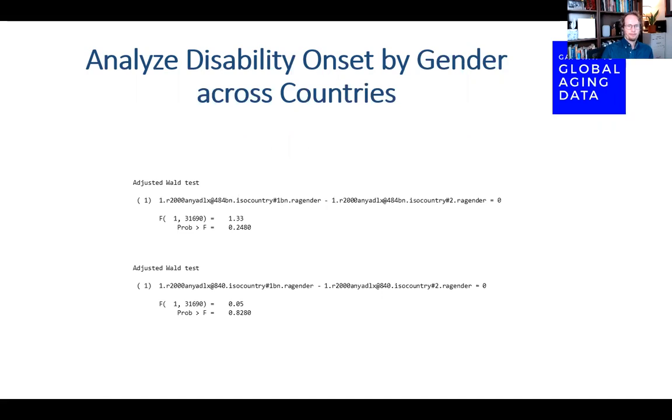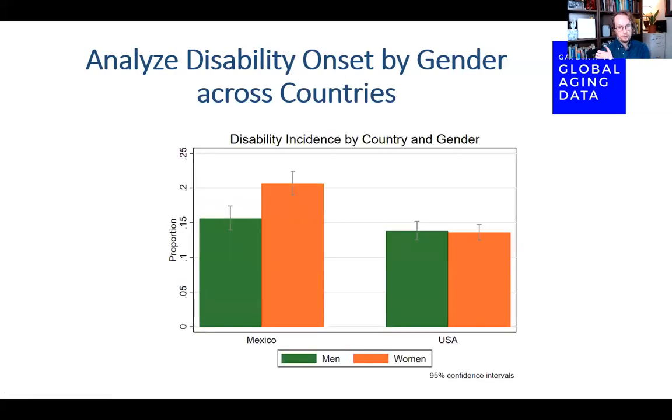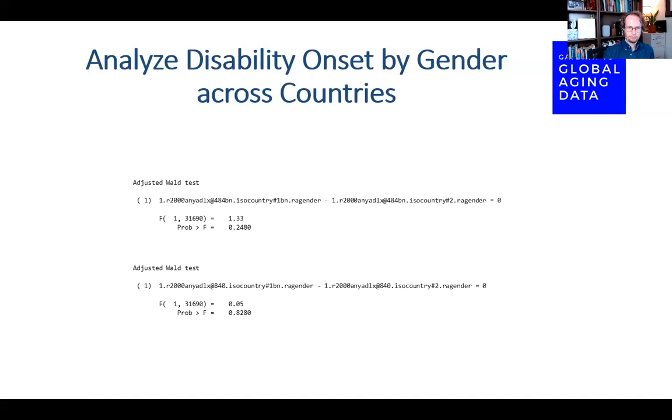And then we can look at our post-estimation tests. These are the two tests that we run afterwards. This is the one at the top here for Mexico, and then below for the United States. You can see, of course, for the United States, it's not statistically significant at all. And actually for Mexico, it doesn't look like it's statistically significant. So although there does seem to be, I wouldn't call it a small amount of difference, it doesn't pan out to be statistically significant using an adjusted Wald test, which is the post-estimation test that Stata performs for us.